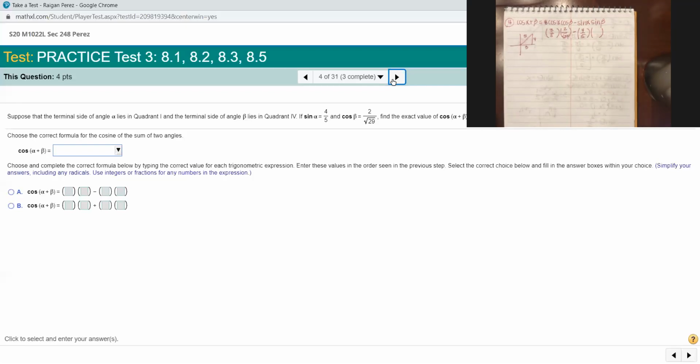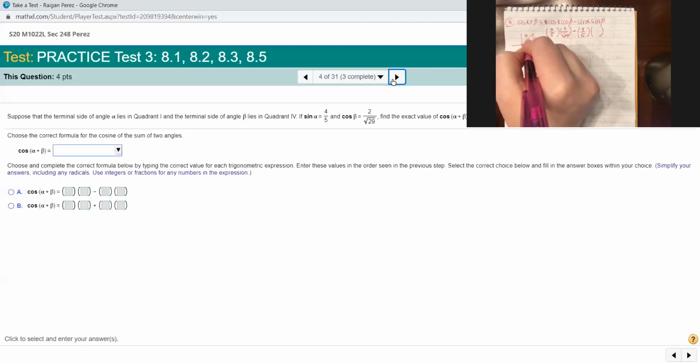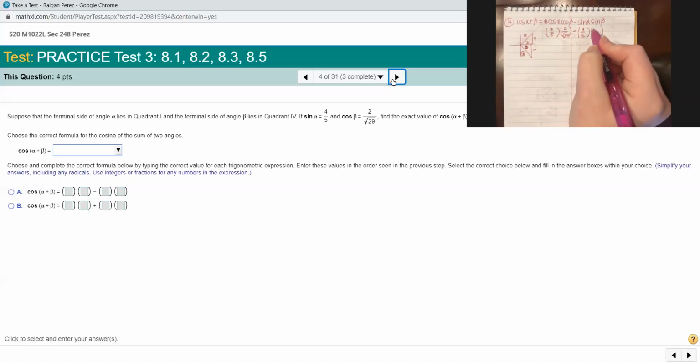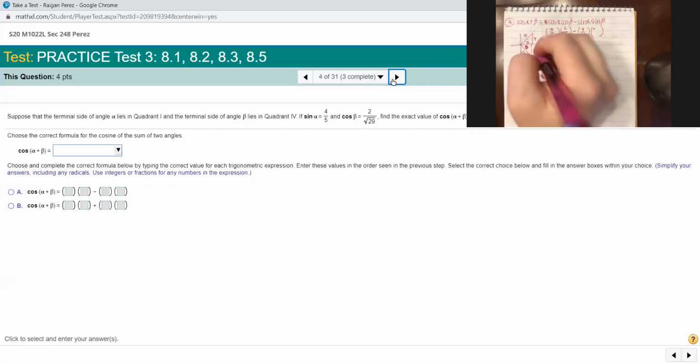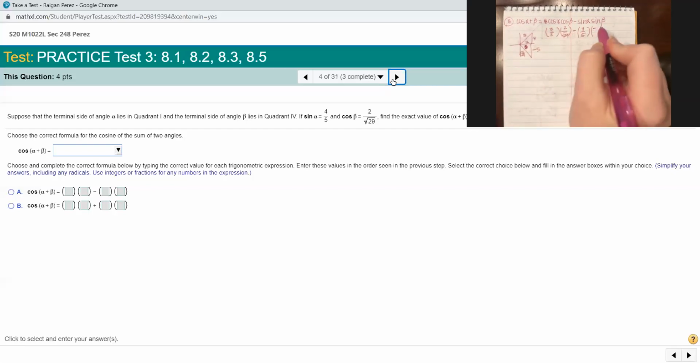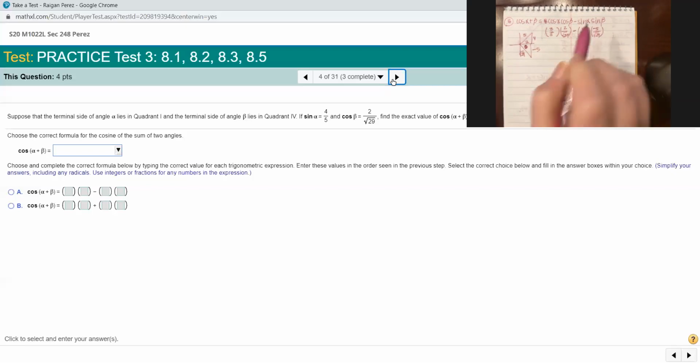Okay, and then they say that beta lies in quadrant 4, so I'm going to just use it right here, but it's down here. And that cosine is 2 over square root of 29. Well, now I know that sine is going to be negative. So let's see, 29 minus 4 is 25, square root of that is 5. So then we got negative 5 over square root of 29.